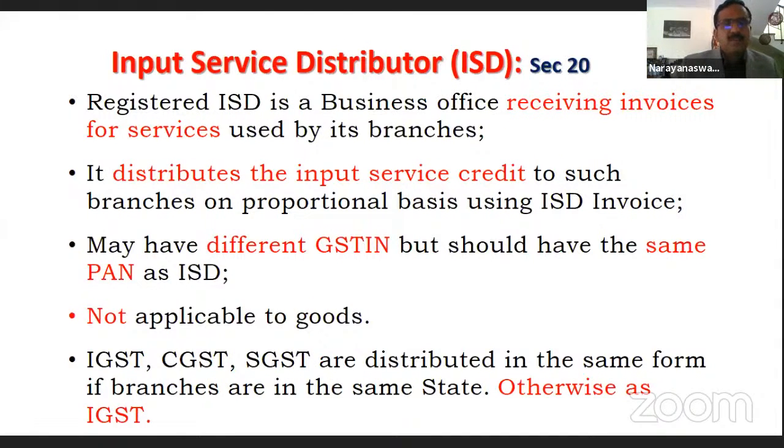But it is not applicable to goods. And there is an interesting part here: if I receive the invoice and I have paid CGST and SGST, whereas my branch is located outside the state, in that case I have to convert all that into IGST and send the invoice to them. Similarly, within the state, you can use the same thing as CGST and SGST.